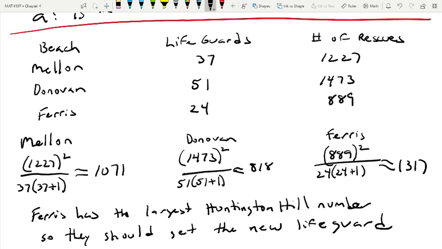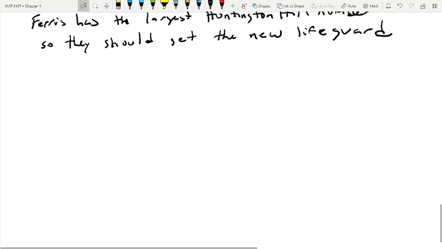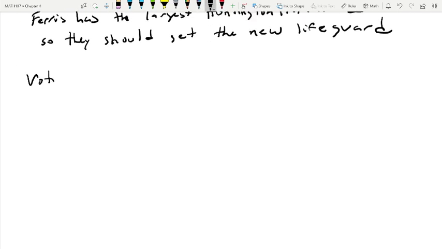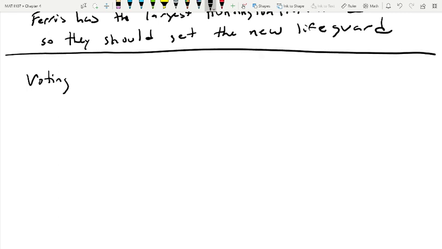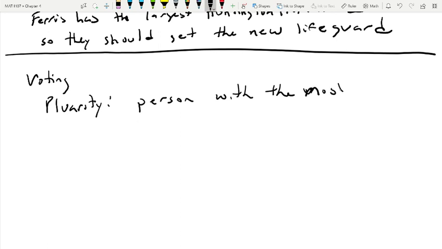The next part of this chapter goes on to voting. In terms of voting, you could have first plurality, and that is basically the person with the most votes wins. If you have only 2 people running, then it will be the person who has the majority.